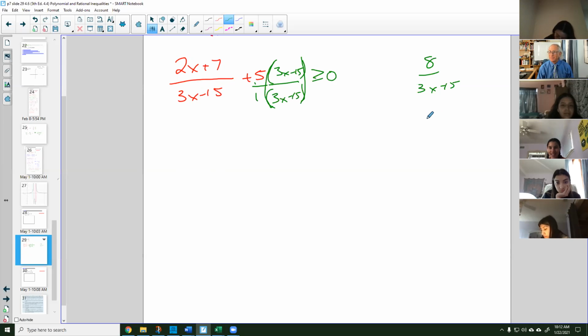What's it equal to? 3x minus 15 over 3x minus 15, what's that equal to? What is 7 over 7 equal to? 1. What is 7x over 7x equal to? 1. So what is 3x minus 15 over 3x minus 15 equal to? 1. So you can multiply anything you want by 1, right? And it doesn't change. You see what I'm saying here?